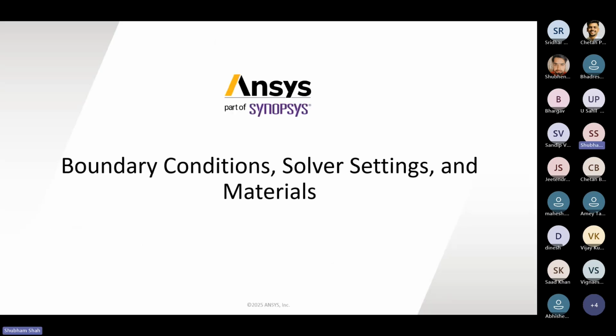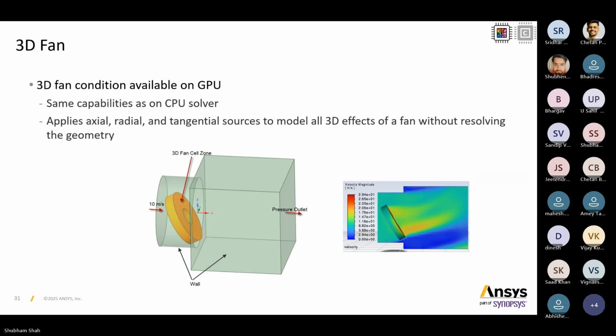Coming towards the boundary condition and solver settings. The 3D fan model is now available for the GPU mode. Sample capabilities are added here, whether it's axial, radial or tangential sources. All the 3D effects of the fan without resolving the geometry are available. So basically this is the 3D cell zone condition. In this direction or at a certain inclination there is a fan, and we can see how the fan is going to perform, what will be the minimum velocity and maximum velocity. Based upon that, you can also plot the fluid flow vectors or path lines and streamlines.